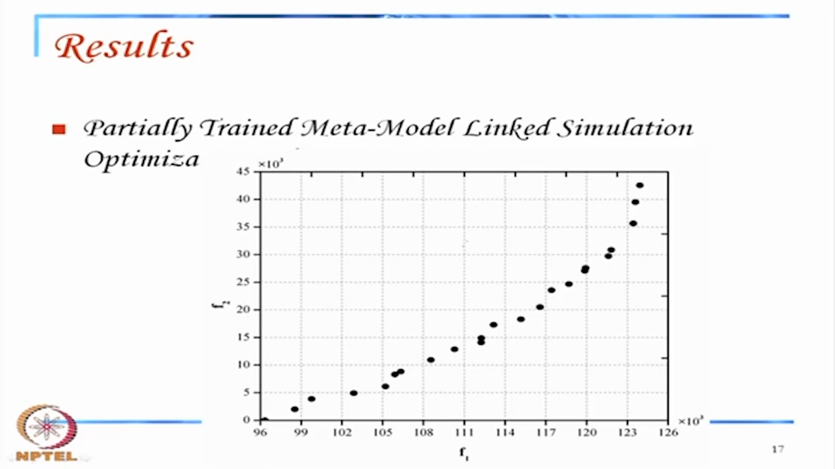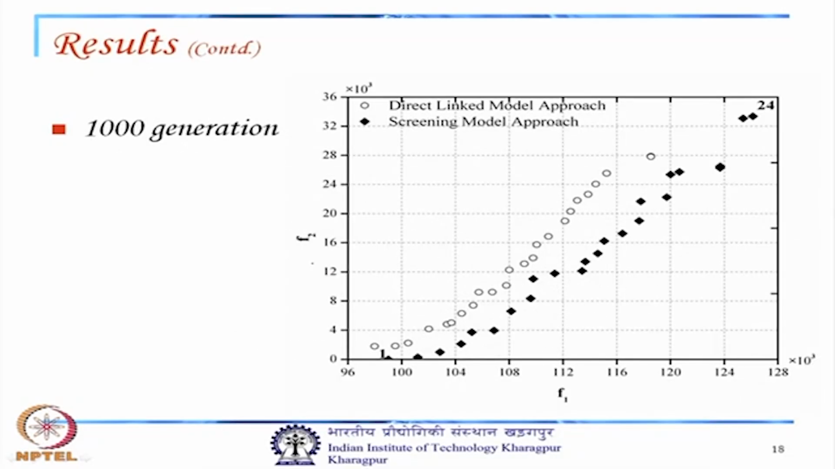So, partially trained meta model linked simulation optimization, with 100 generation with 1000 generation, this is giving screening model based approach. The direct linked simulation based approach is always giving the better result, because these are the correct values and it is more near to our Pareto front, because as it moves in the right hand direction, it is more near to our Pareto front.